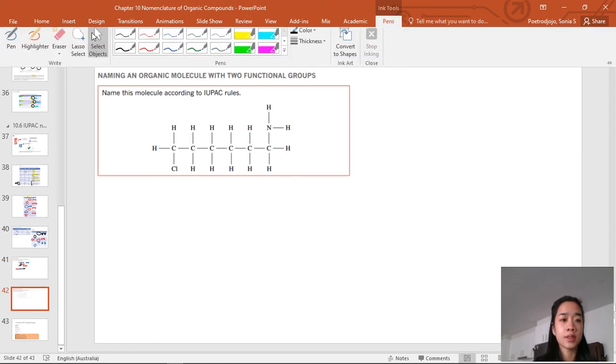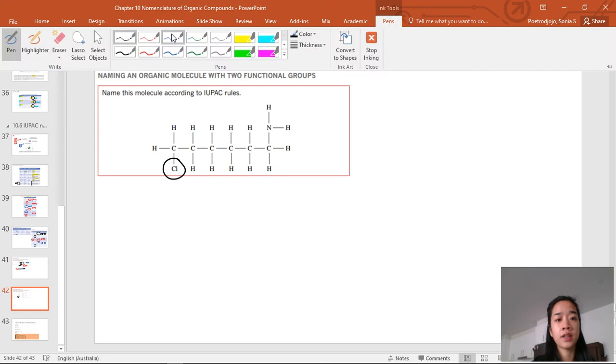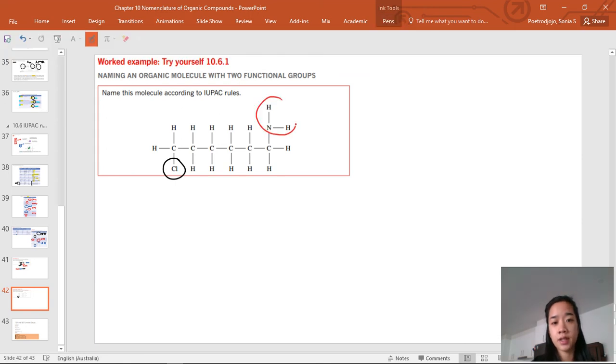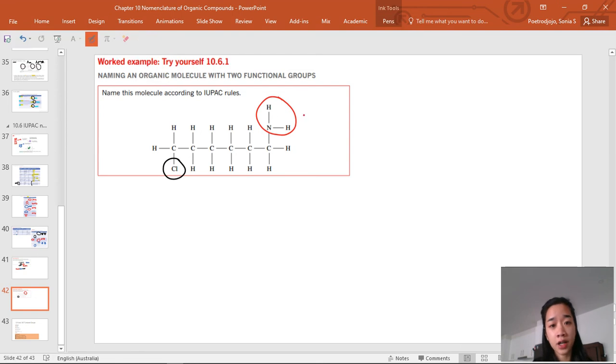Next example. Let's highlight the functional groups again. So we've got a chloro and we've got an amino group. Now the amino is going to take priority, so we're going to name it amine. So it's on the 1, 2, 3, 4, 5, 6. It's on the first carbon.